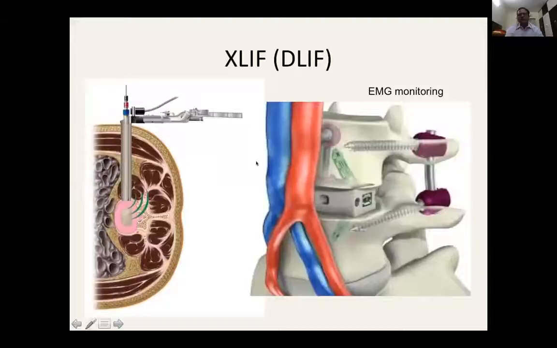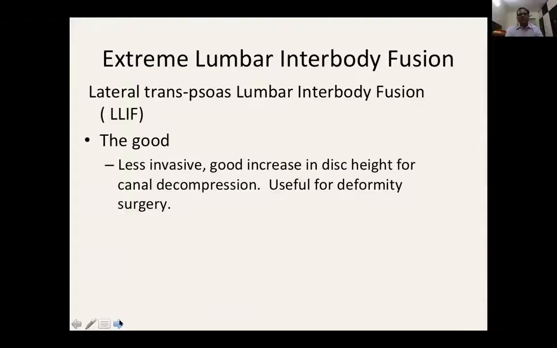Now, anterior fusion can be done transperitoneally, retroperitoneally, or through the transverse route. XLIF or DLIF was very popular earlier, when one goes through the psoas muscle. But as one can damage the lumbar plexus, one needs EMG monitoring. To avoid EMG monitoring, one can instead do an oblique lumbar interbody fusion.